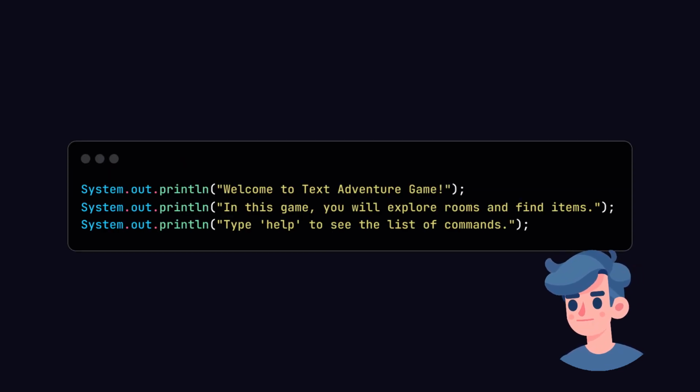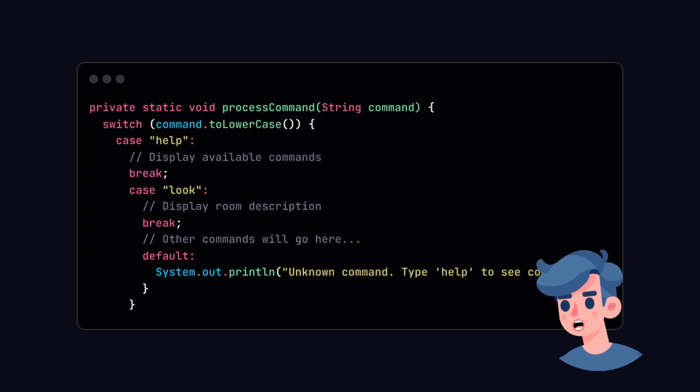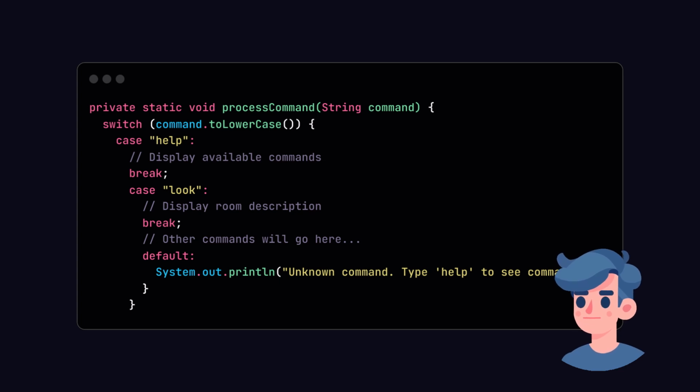In the main method, let's add some initial setup for our game. We can print a welcome message to the player and explain the basics of our adventure game. Now, to enable player interaction, we'll need to set up a scanner to read input from the player. Let's import the scanner class and instantiate it in our game class. We will also need a method to process commands from the player. Let's create a method called processCommand, which takes a string as input and handles various commands.